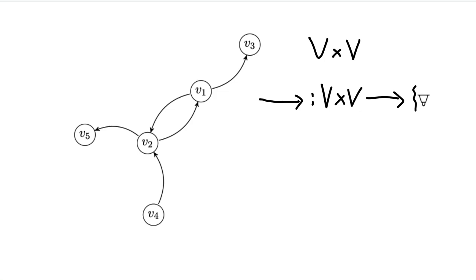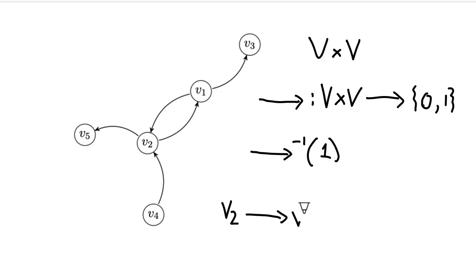So we go to false and true. Maybe we'll make 0 be false and 1 be true. What we're after then is the subset we're thinking of, which is the preimage of 1, for being true. Let's see how that works. Let's just try this: V2, V5. Is there an edge that looks like V2 to V5?